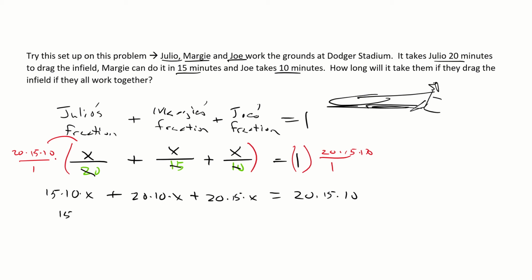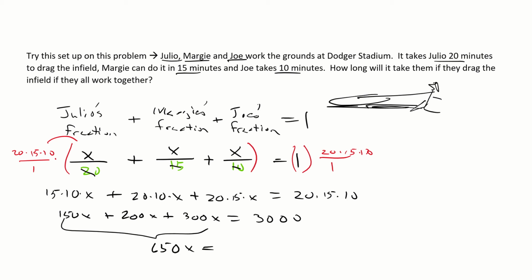All right, let's do some math, and maybe grab that calculator. We got 150x plus 200x plus 300x is equal to this product, which I'm not going to mess around with. 20 times 15 times 10 is 3,000. Big numbers, but I have a calculator. Combine all three of those terms: 650x is 3,000.